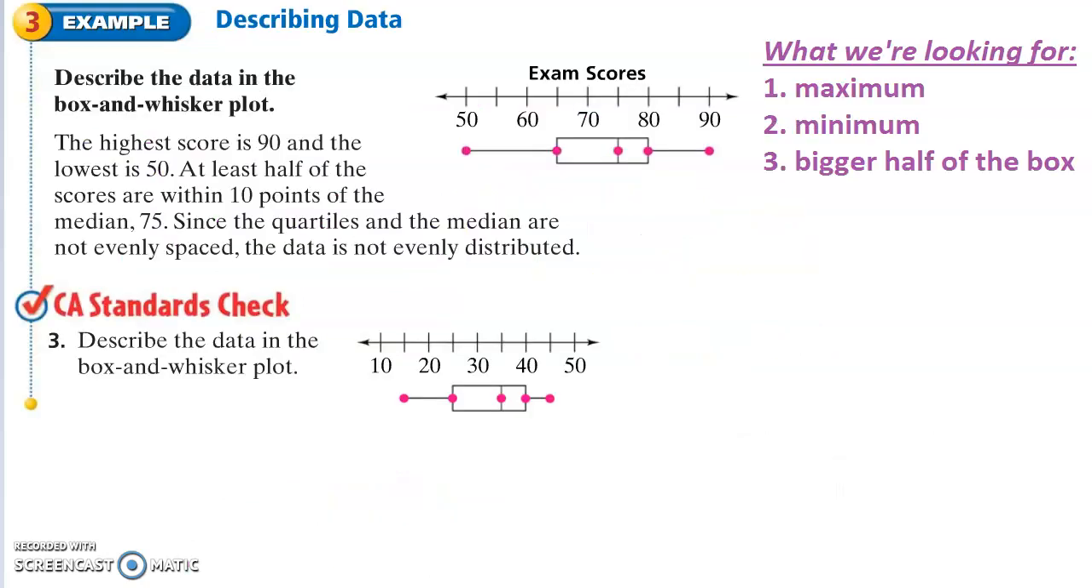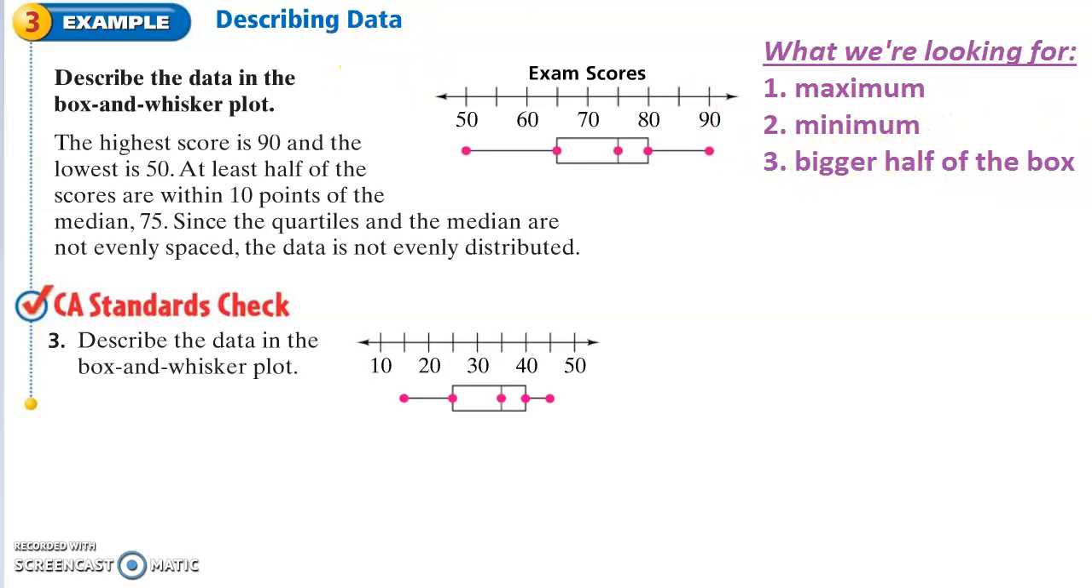So let's go ahead and take a look at example 3. This is the last type of question that might be on your homework. And I went ahead and on the top right, I listed the things that we're looking for in order to solve this problem. Describe the data in the box and whisker plot, because what would the point of having all this stuff be if they didn't have any data for us to interpret, any reason for us to do this? So these are the big things we're looking for. We're looking for the maximum point, the minimum point, and the bigger half of the box. All right, those three things.